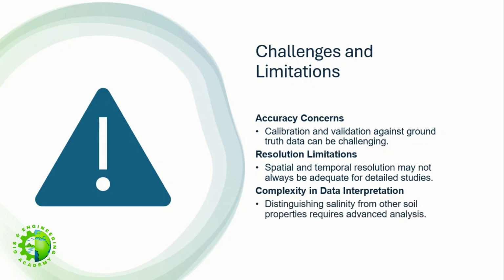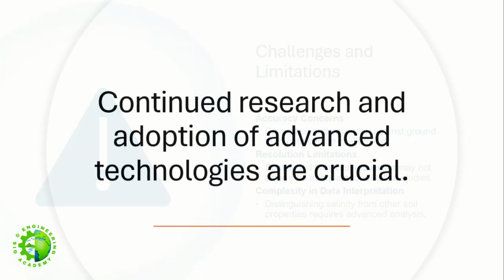Remote sensing collects vast amounts of information that can be difficult to analyze. Distinguishing soil salinity from other soil properties, such as moisture content or organic matter, requires advanced analytical techniques and can sometimes lead to misinterpretations. Despite these challenges, remote sensing remains a vital tool in environmental monitoring, though it is crucial for researchers and practitioners to be aware of these limitations and work towards overcoming them.